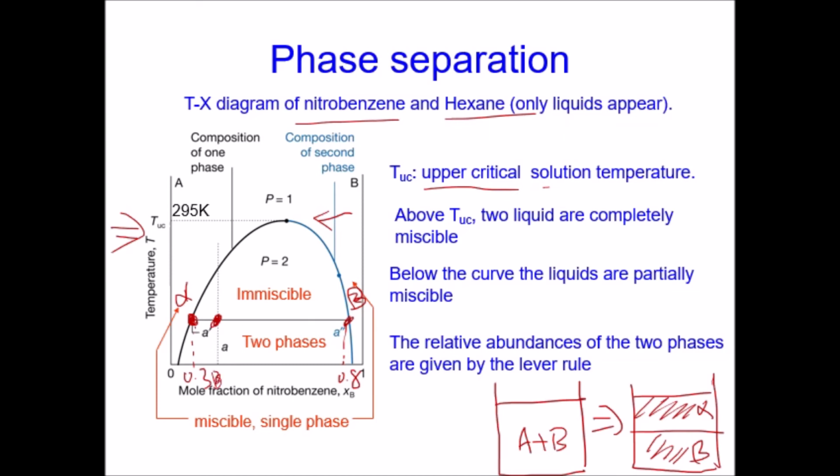So that means that in the beaker, one is mainly A. The majority is A, 70% A. And on the bottom is 80% B. So you separate into two phases, two liquids. They are partially miscible. And the amount, how many moles in alpha, how many in beta, the relative abundance will be found by the lever rule. We'll see in the next slide.